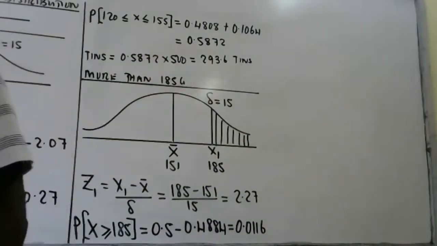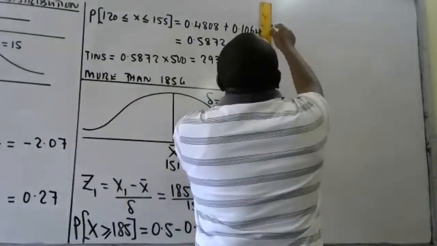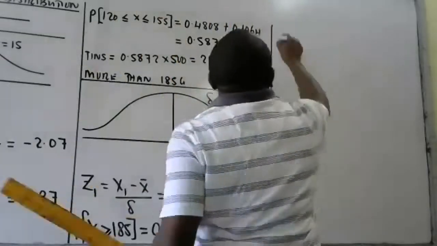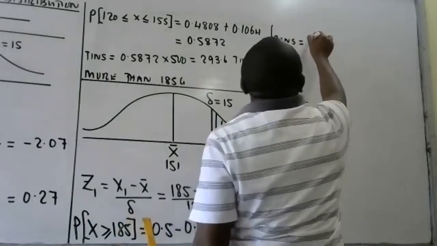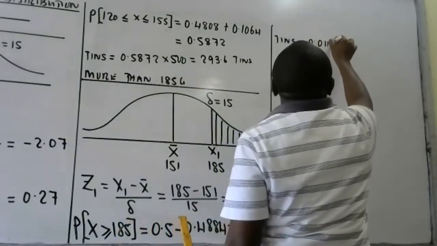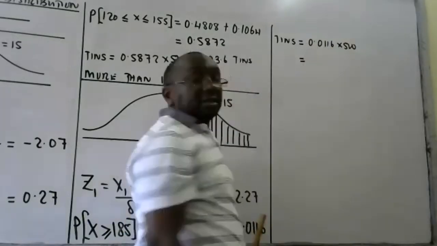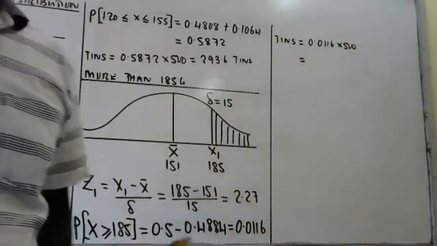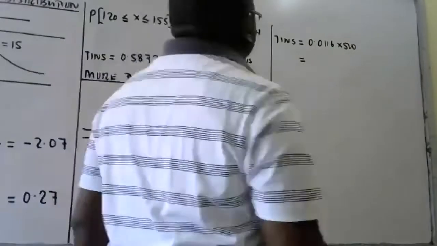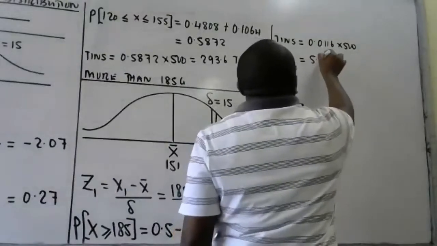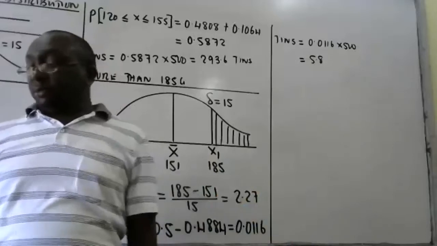So with that now, the number of teams will again be 0.0116 times 500, and you get 5.8, which you can again round down to 5 or round up to 6.